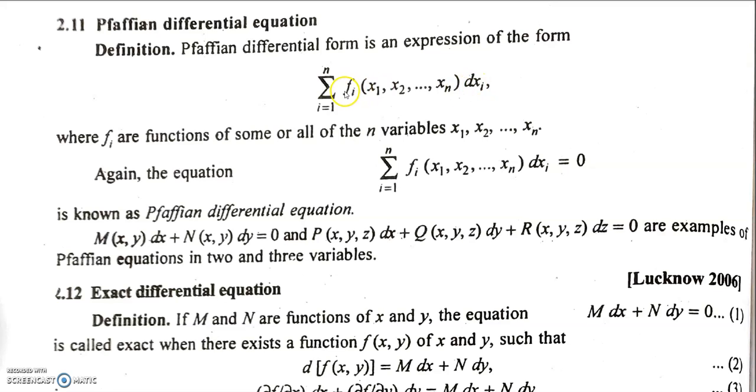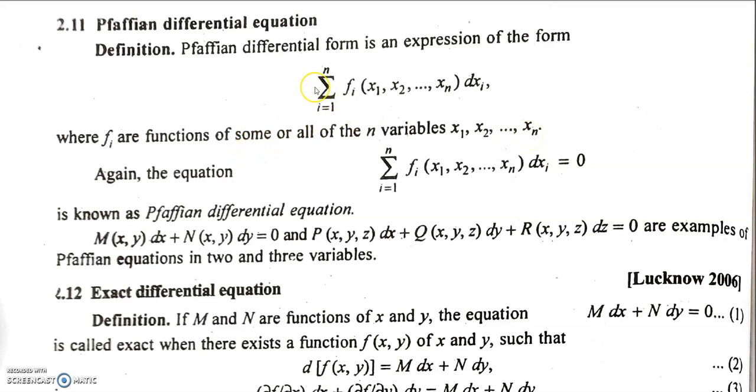What does it mean? It means that for i equal to 1, you have one function and the differential with respect to the first variable, plus you have the second function and differential with respect to the second variable. Then like this up to the nth function and differential with respect to x_n, that means the nth variable. Here f_i are functions of some or all of the variables x_1 to x_n.